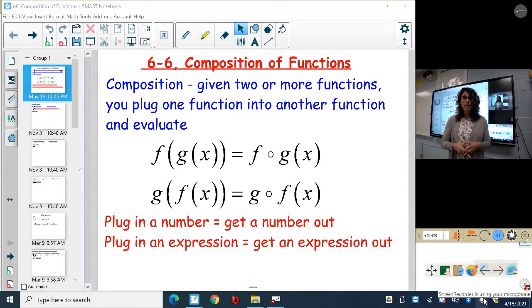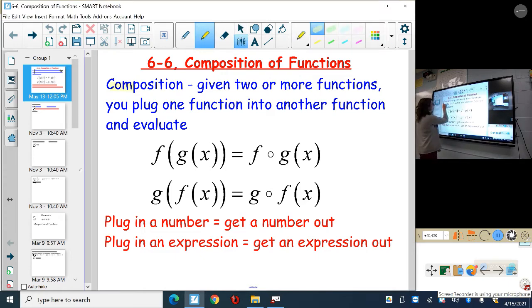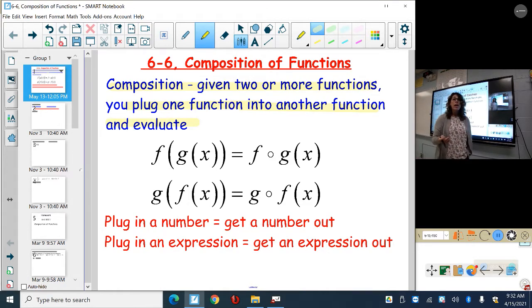Okay, today we're going to be talking about section 6.6, which is composition of functions. Composition is basically whenever, given two or more functions, you plug one function into the other function and evaluate. So basically, in place of x, you're putting an entire new function and you're going to calculate it out, okay?